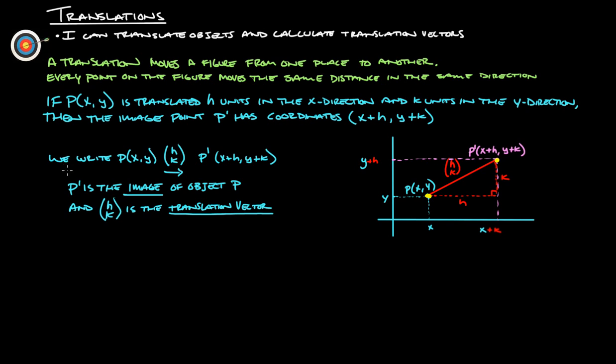Okay, this is shown. We write this P of x, y, point P, which has the x and the y coordinates, translated by h, k, and you end up with P prime being x plus h and y plus k. P prime is the image of object P, and P is, of course, the pre-image. And this h, k here is called the translation vector. Okay, I know this looks a little confusing. Let's put it into practice, and I think it'll make a lot more sense.